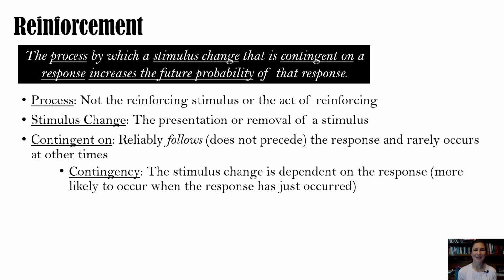And this is where our positive and negative come in with regards to positive or negative reinforcement. Contingent on. You will hear me say contingency or contingent on a lot throughout my lectures, just in general, since we're talking about behavior management. And this means that the stimulus change reliably follows the response and doesn't occur at other times. So we talk about a contingency. That's an if-then relationship. So if this behavior occurs, then this happens in the environment. And that consequence doesn't happen at other times. It happens only after the behavior occurs. So you get this kind of cause and effect, this if-then relationship between a behavior occurring and a consequence in the environment.